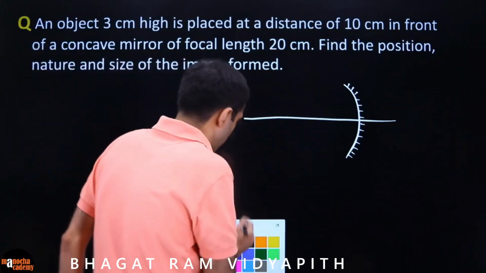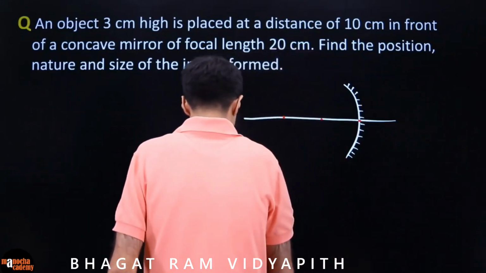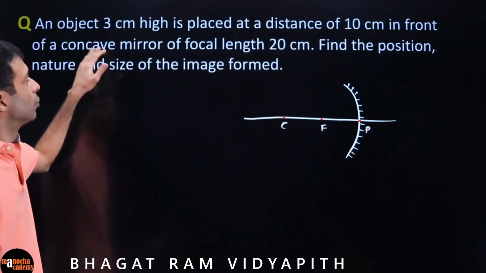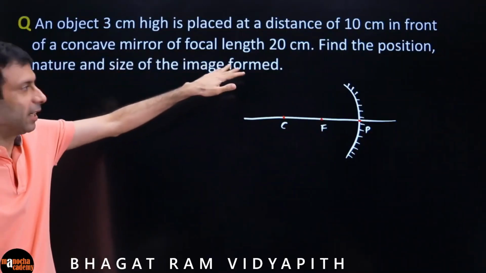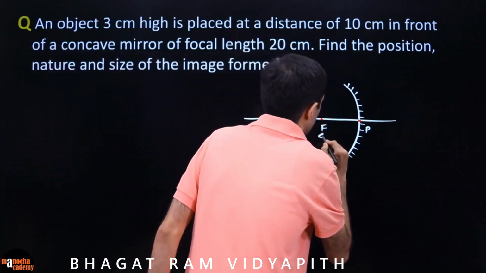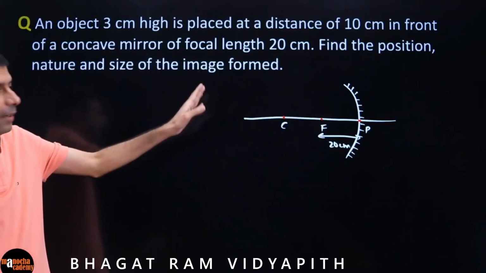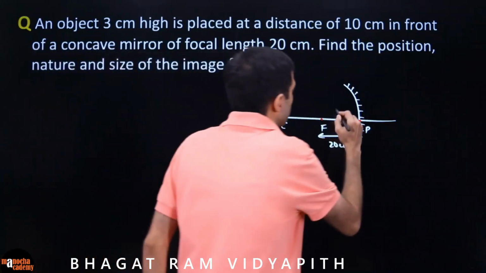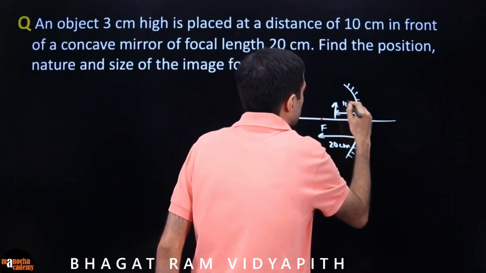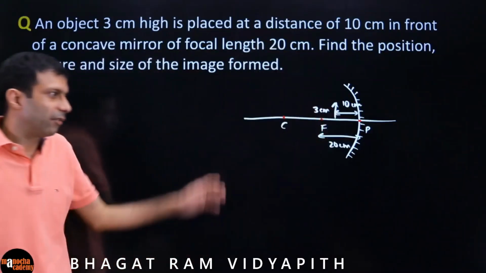Okay, so here we can mark the pole, focus, center of curvature. So it says the concave mirror focal length 20 centimeters. So let's mark that. Focal length means distance from pole to focus. So this is given to us, 20 centimeters. Object is placed at a distance of 10 centimeters. That means between pole and focus. So somewhere here. Object height 3 centimeters. See again, rough diagram.